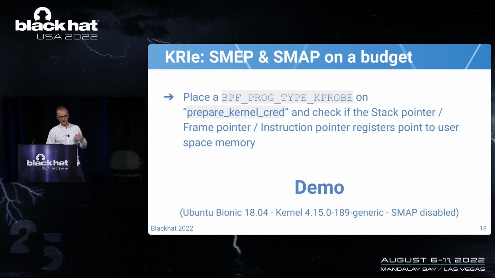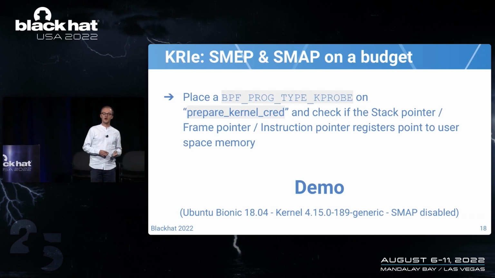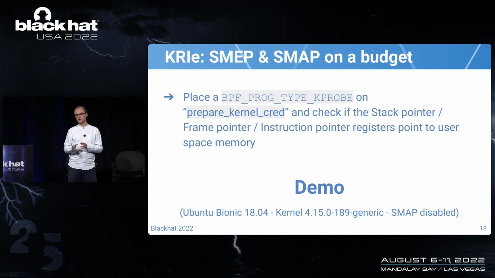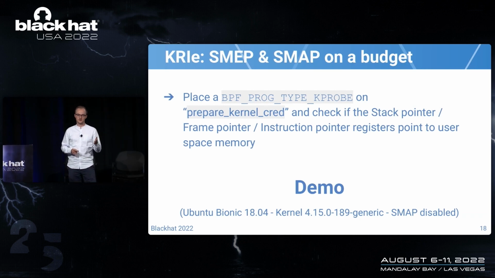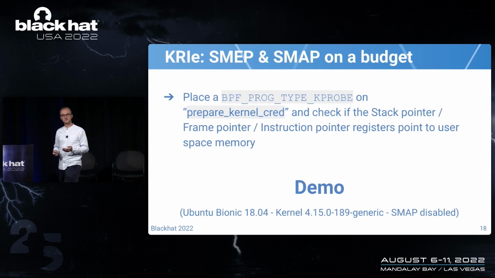Well, the very first thing that comes to mind is to put a kprobe on prepare_kernel_cred. So, just like before I get into the details, kprobes are a type of eBPF programs that you can use to attach an eBPF program to an exported kernel symbol. What this means is whenever this kernel symbol is called, the eBPF program will be triggered first. So what we can do is put a kprobe on that symbol and then check if the stack pointer, the frame pointer, and the instruction pointer are actually pointing to user space memory.